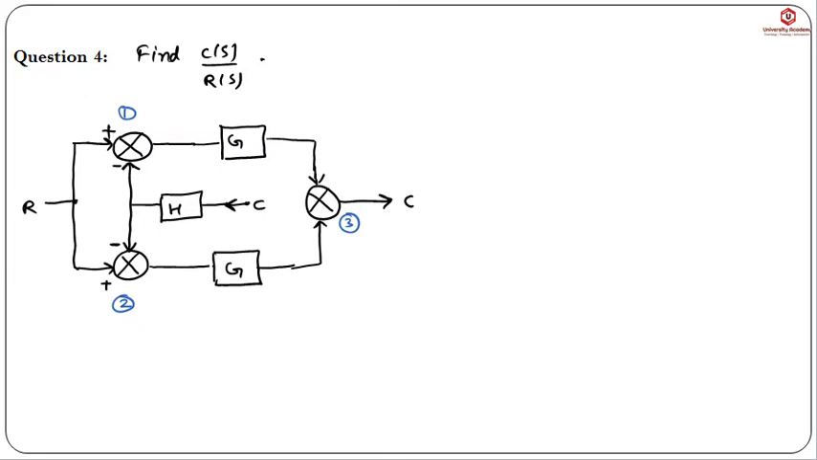So this is the first node. Okay, let me draw here. So this is the first node, this is the second node, and this is the third node. Now we have to connect. At the first node we have an input R, coming from R, and the gain is 1, that is plus 1.